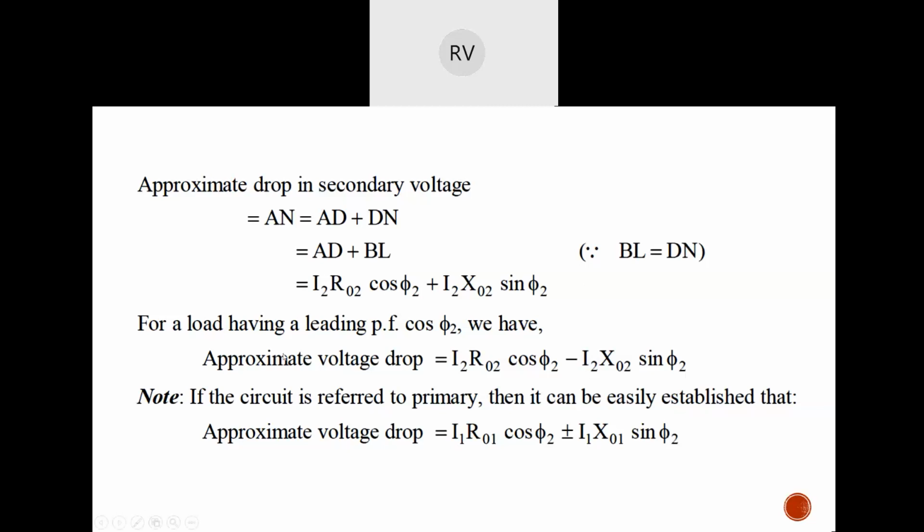So if you want to know in a general sense, you can say that the approximate voltage drop is given by I1 R naught 1 cos phi 2 plus or minus I1 X naught 1 sin phi 2. This is in case you are referring to the primary.